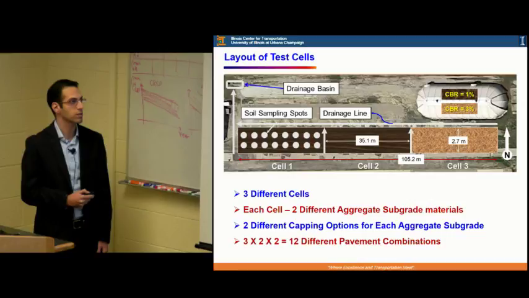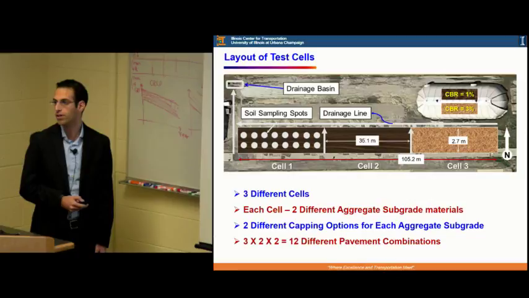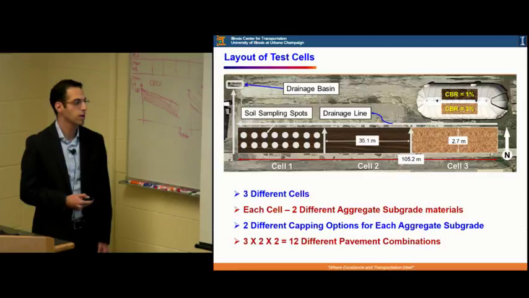With 3 cells, we'll have 12 different sections. The north side of these sections will be construction platforms, so unpaved sections, while the south side will be the exact same materials, but they will be paved with 4 inches of HMA so that they simulate low volume road applications. So what this means in total is that we have 12 different pavement combinations for construction platforms and 12 applications or combinations for low volume road applications.